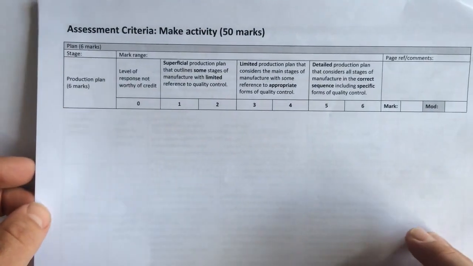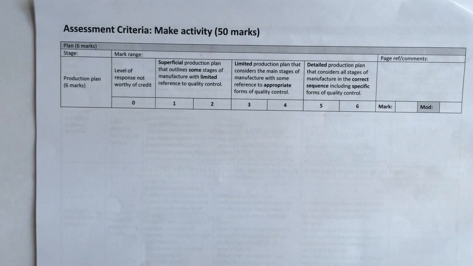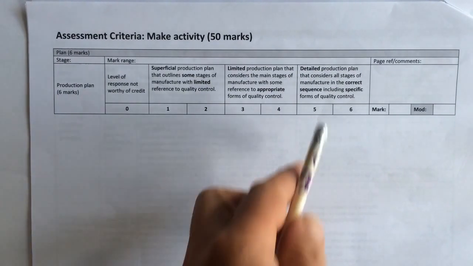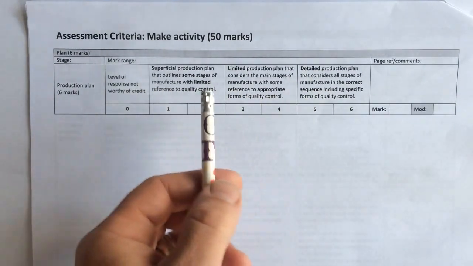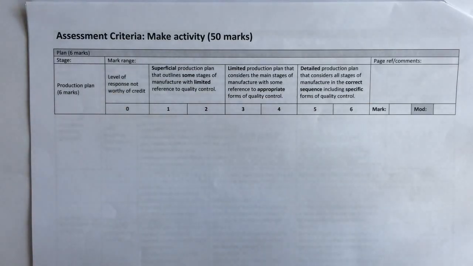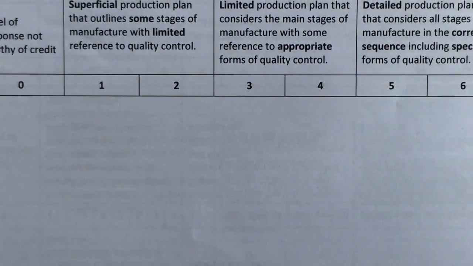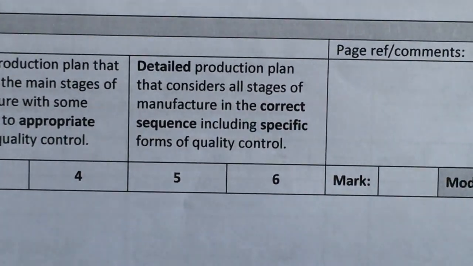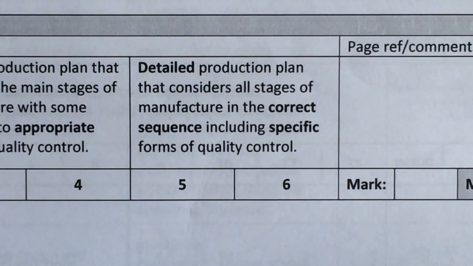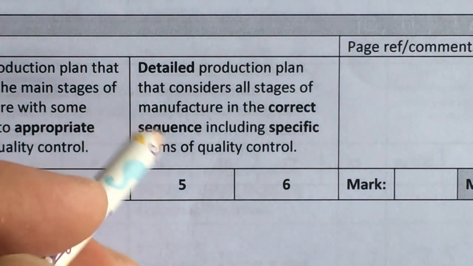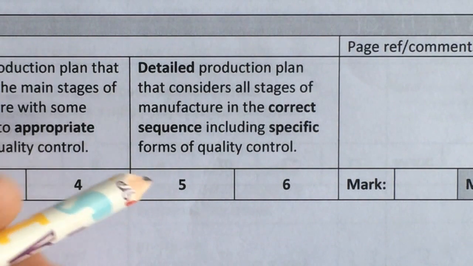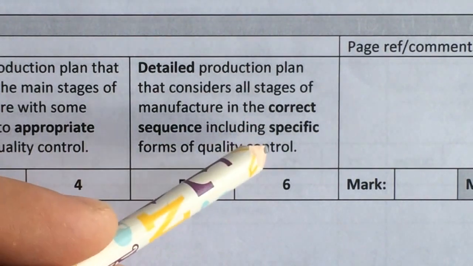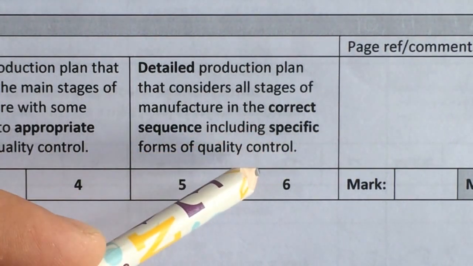So let's look at the mark scheme, same as previously. Now the layout of this is identical to the designing sections, where you've got your three main mark boundaries and obviously the one that deals with the zero. Let's zoom in and look at the section that carries with it the most amount of marks, the top mark section. So what they're looking for is a detailed production plan that considers all stages of manufacturing, the correct sequence, including specific forms of quality control.